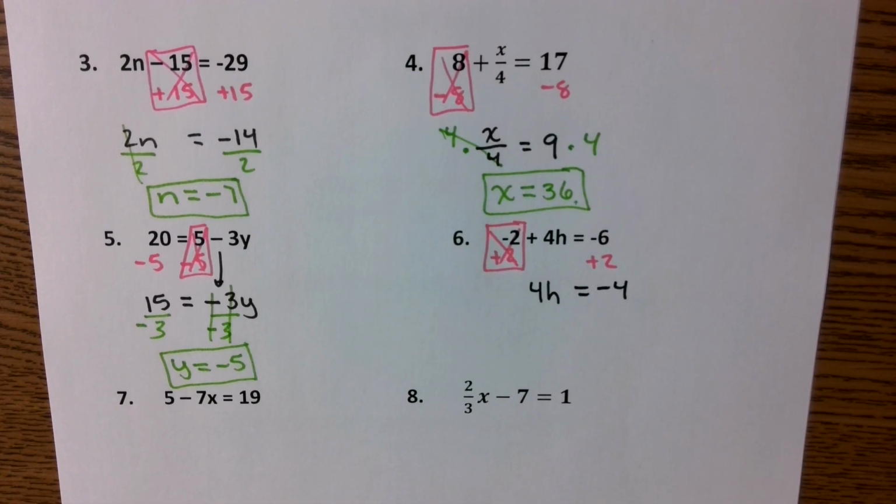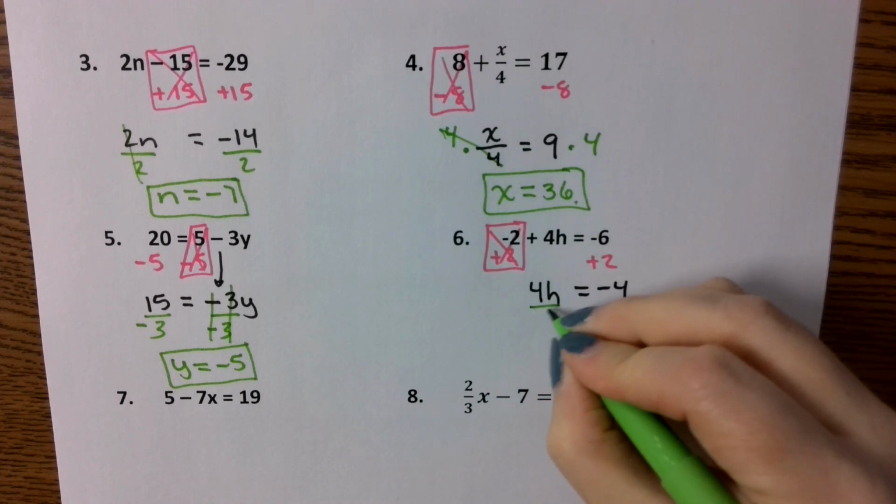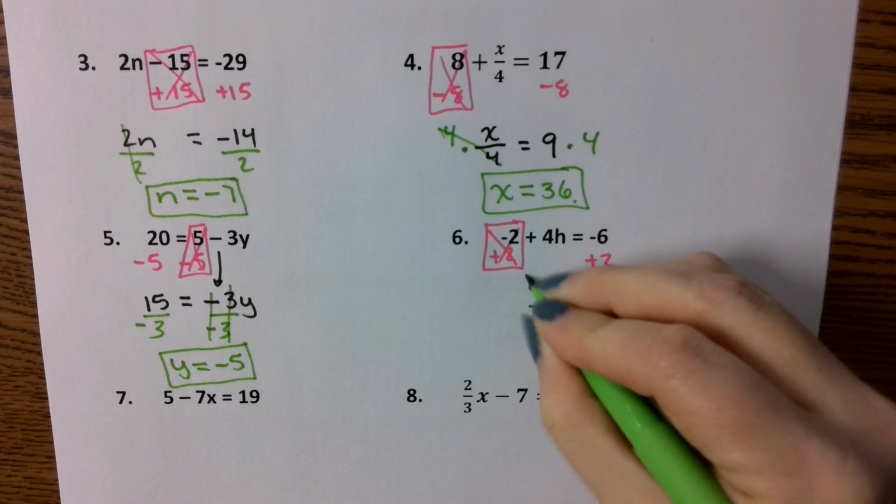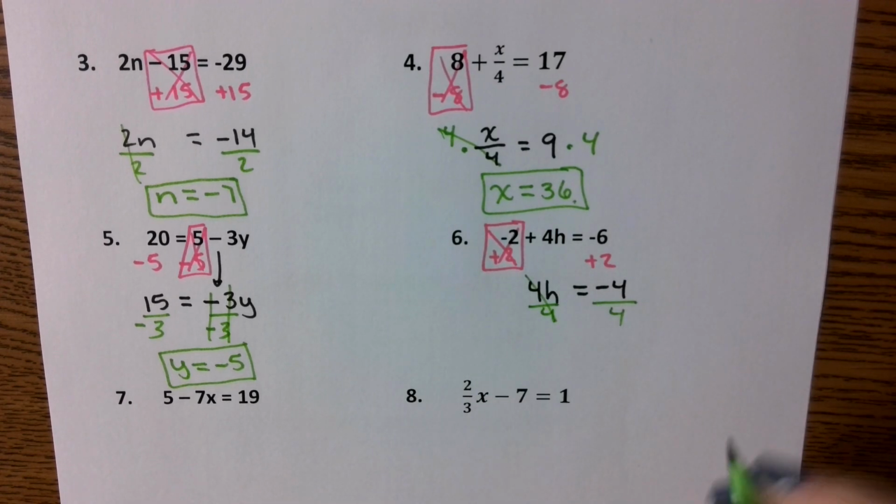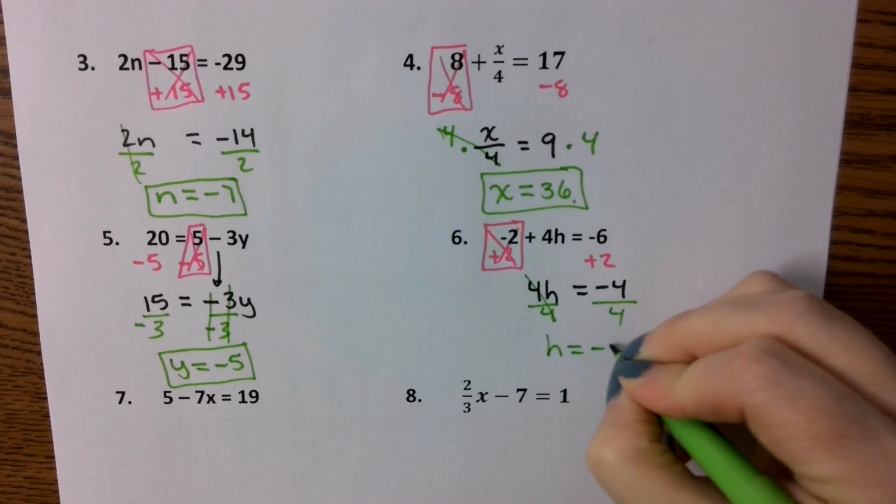Ava, what's the next step? Divide by 4. Divide by a positive 4 because it's a positive 4 connected with the h. So we're going to have h is now equal to negative 1.